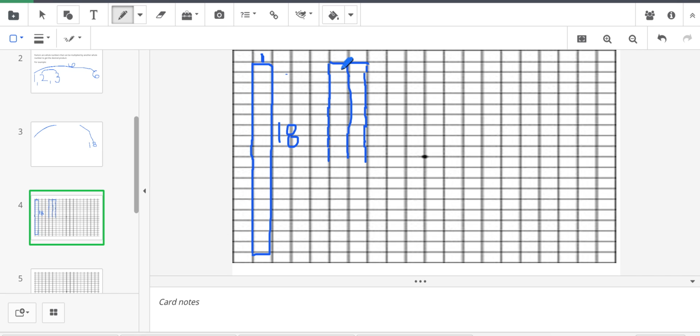So here we go. 1, 2, 3, 4, 5, 6, 7, 8, 9, 10, 11, 12, 13, 14, 15, 16, 17, 18. Perfect. I'm at my number, so I'm going to stop. I have 2 rows of squares, and each row has 9 going down. I add these two, I get 18. So I know that 2 times 9, so 2 rows of 9 squares, will get me 18.